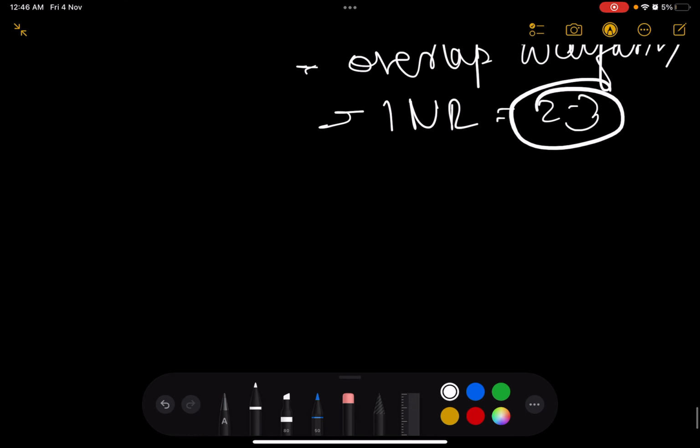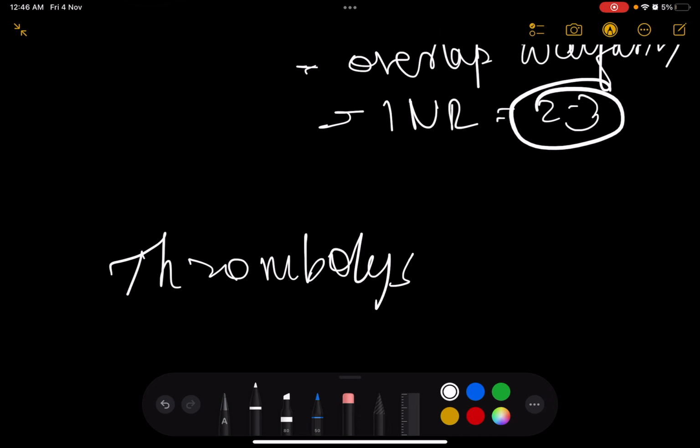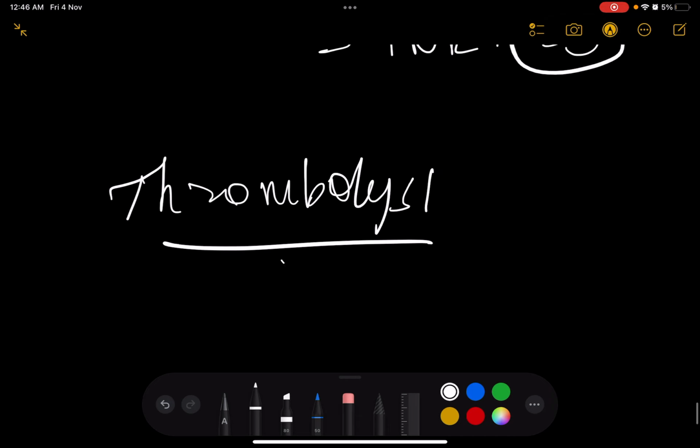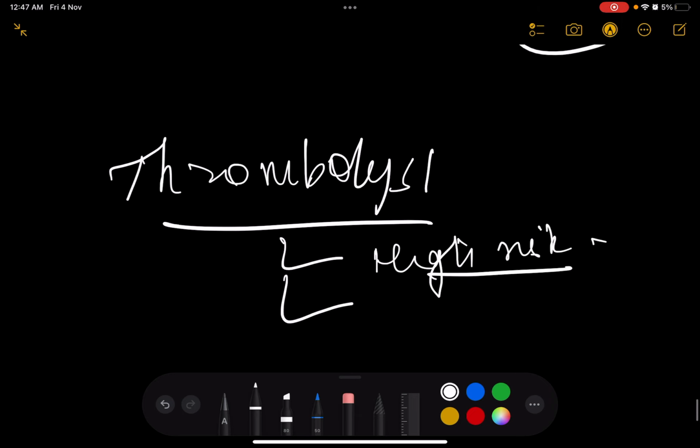Now, second is what else can you do if anticoagulation is contraindicated? Let's say there is a PE with a large clot, then you want to go for a thrombolysis. Thrombolysis depends on whether it's a high risk patient or a low risk patient. If it's a high risk patient, that means the patient is really severe, so you want to do a catheter. You want to go via the catheter, and you want to literally break the entire thrombus.